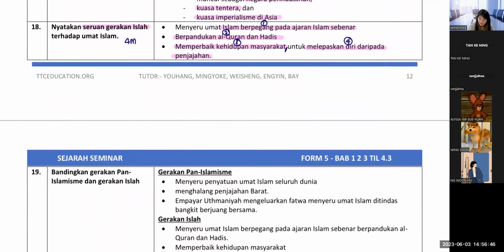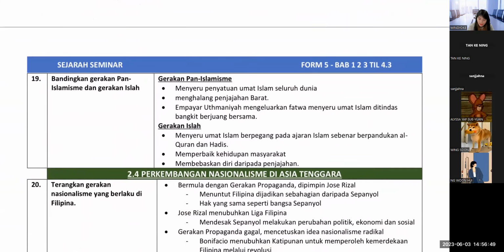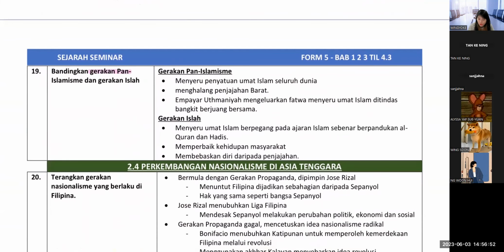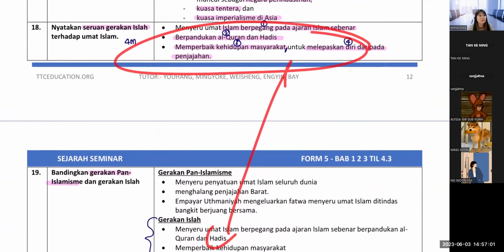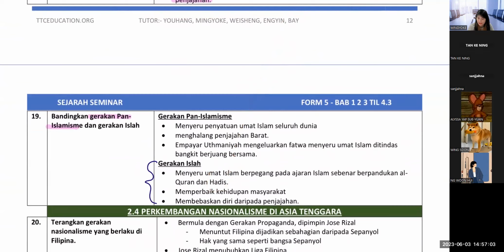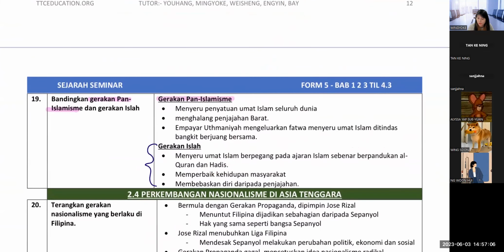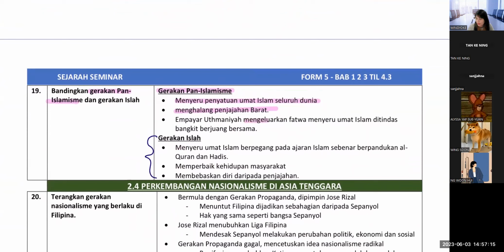Yeah, you got 4. Then Gerakan Pan Islam, Gerakan Pan Islami and Gerakan Islah. So you can compare. For Gerakan Pan Islam, Islah is exactly the same here. Just that for Gerakan Islam, you have to know that they urged the whole world of Islam to unite to prevent being conquered, and therefore they created a fatwa. Fatwa means Islamic law, to urge the Islamic people to bangkit berjuang bersama.